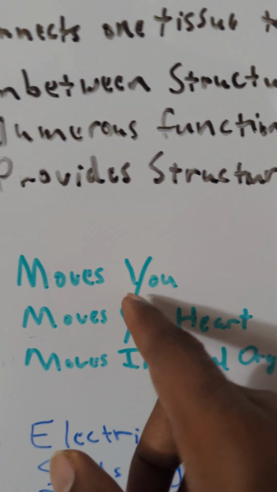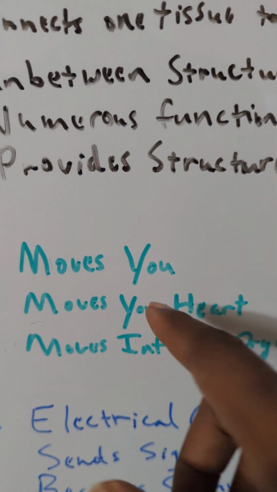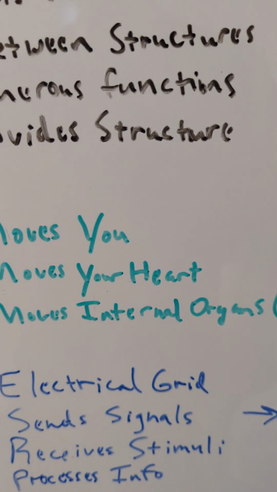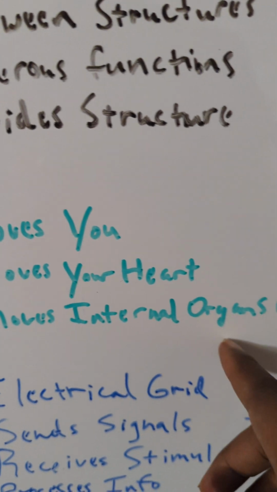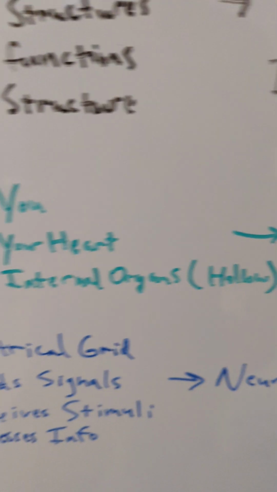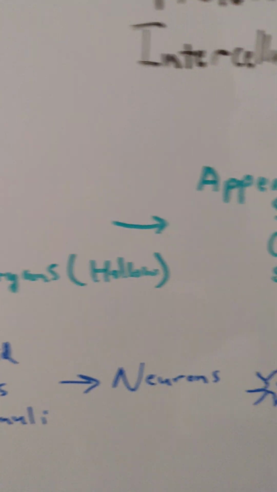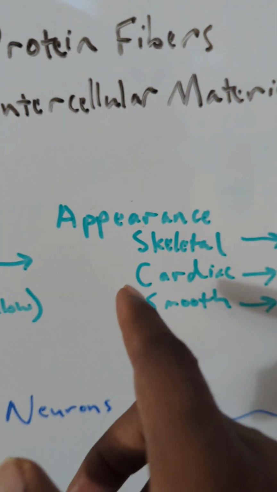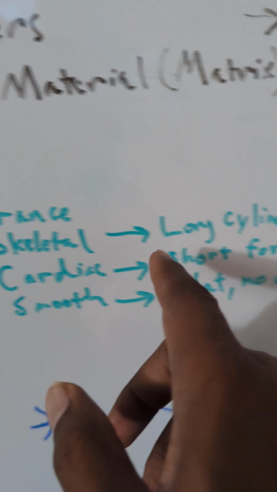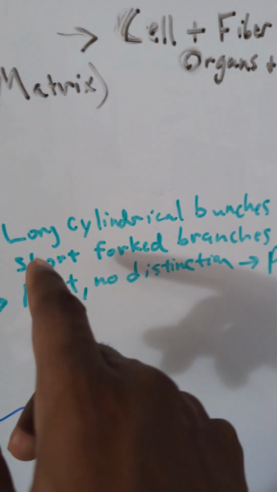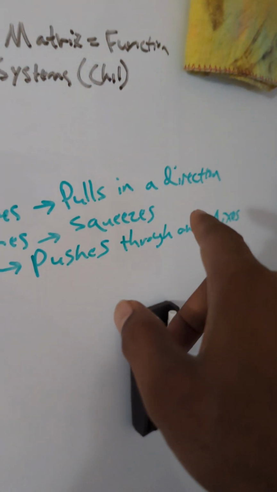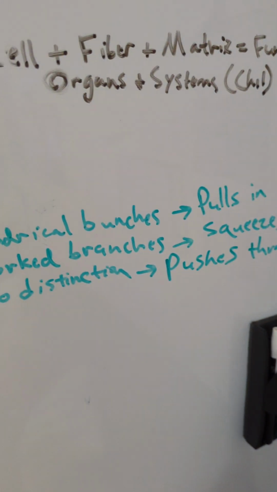So it's either going to move you because it's attached to your skeletal system, or it moves your heart, which allows your heart to beat and pump blood, or it moves the internal organs, because specifically hollow internal organs have something in them and you need to move things around in them. So when we start talking about where these tissues appear, the muscle tissue known as skeletal muscle tissue, when you look at its cells, the cells are long and cylindrical and they're in little bundles and they pull in a particular direction, right?